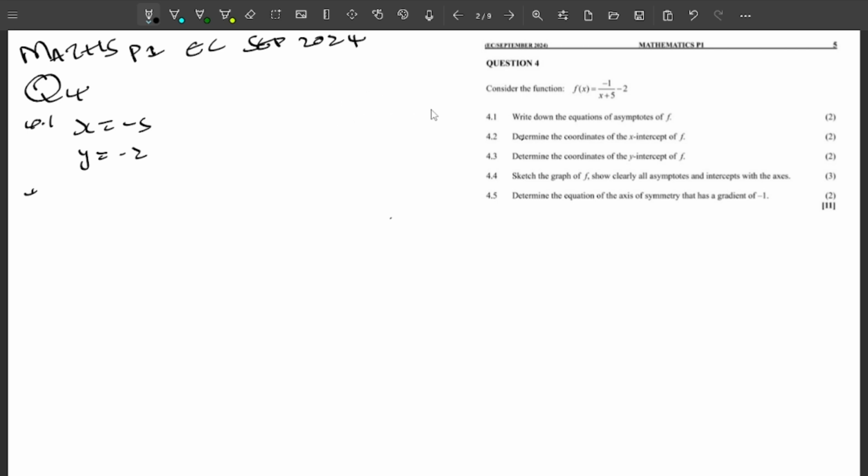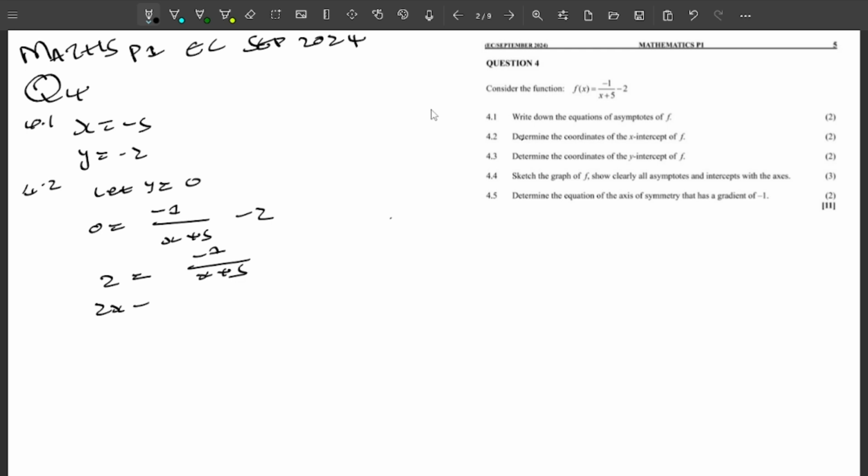Now 4.2 states: determine the coordinates of the x-intercept of f. So if we're looking for the x-intercept, we let y equal 0. So f of x equals 0, then it's minus 1 over x plus 5, minus 2. We take the minus 2 to the other side. It's going to be positive 2 equals minus 1 over x plus 5. Multiply both sides by x plus 5.